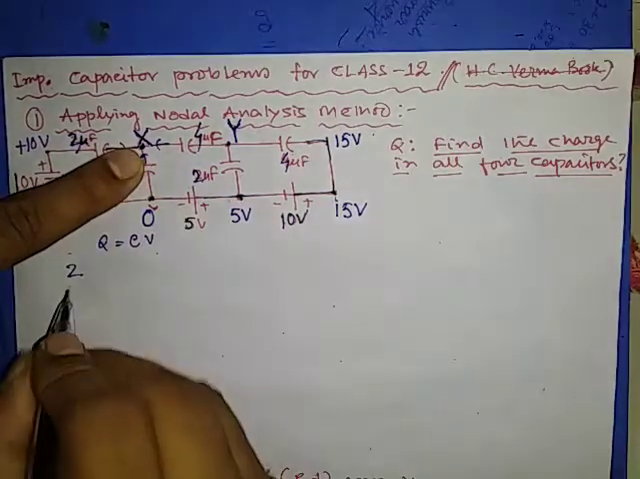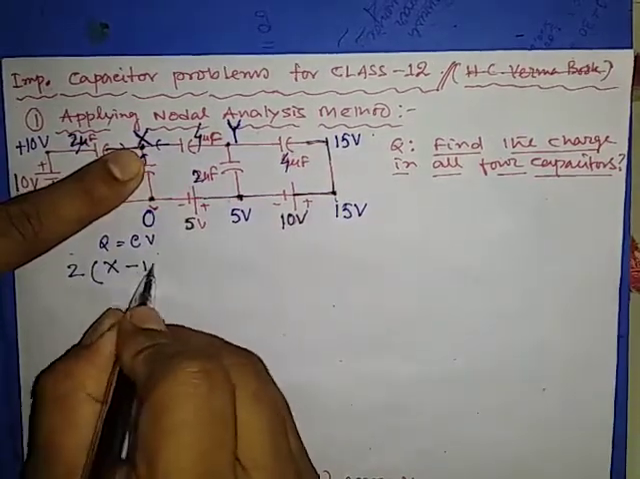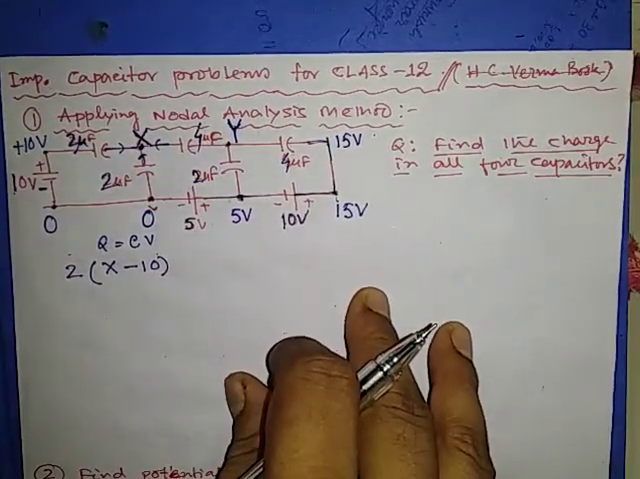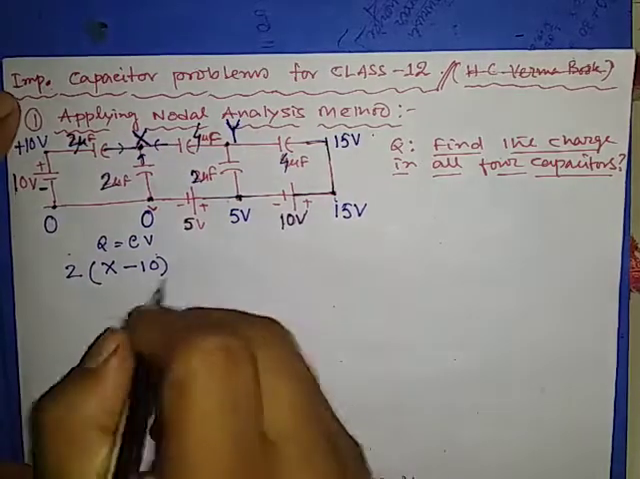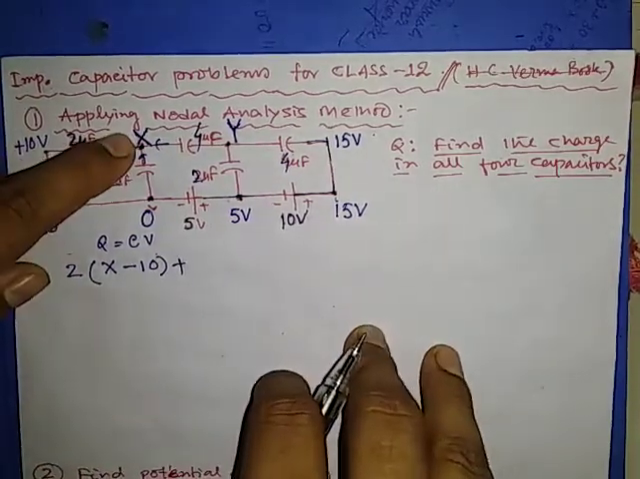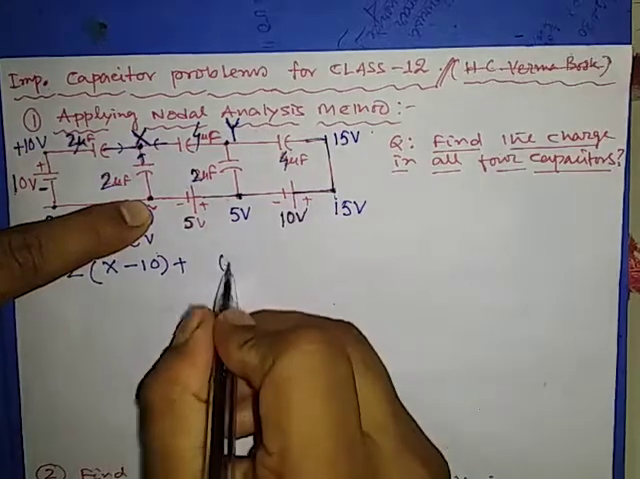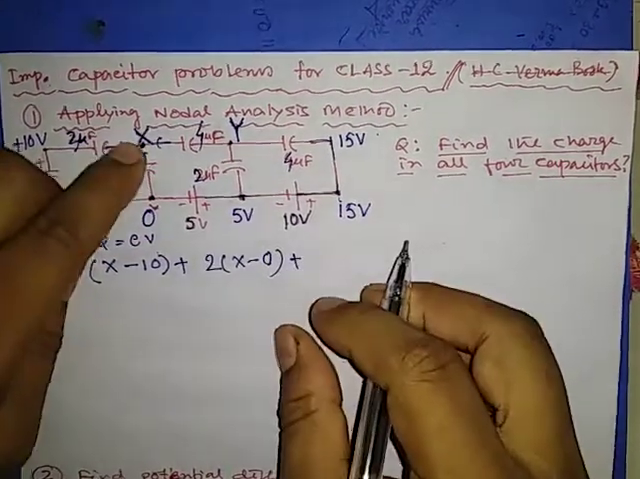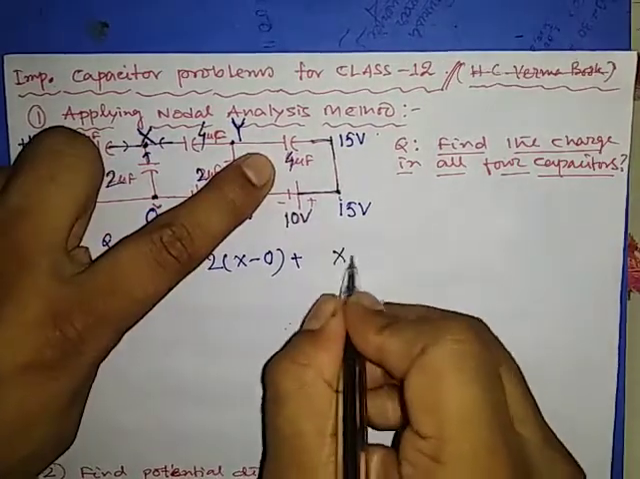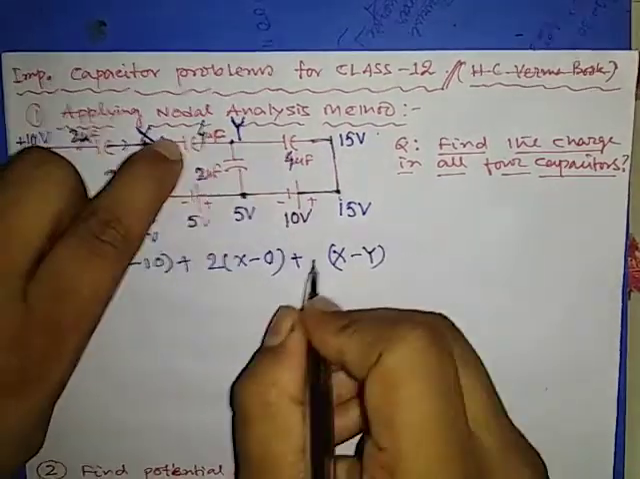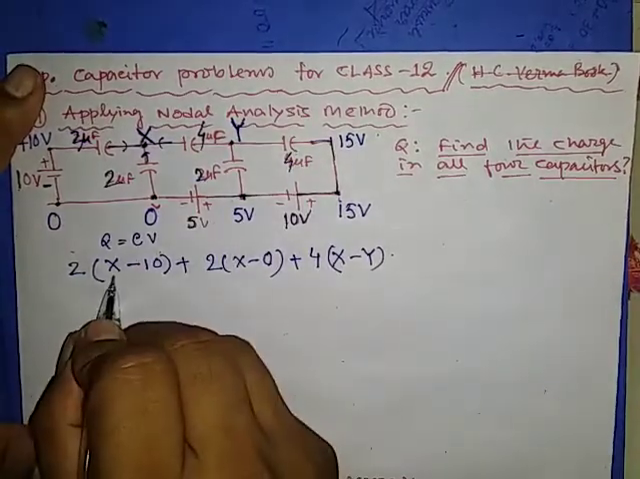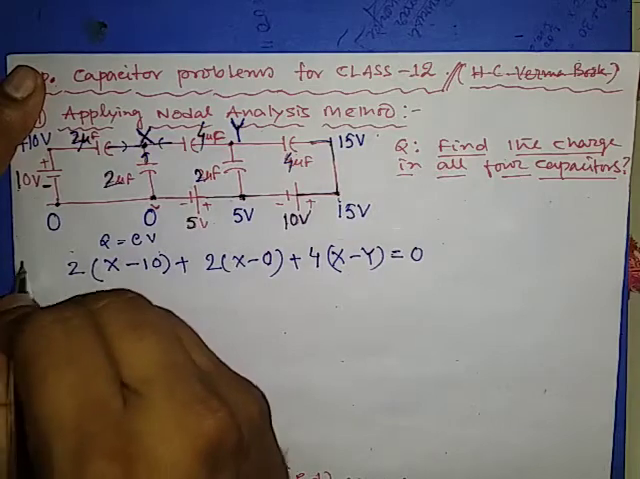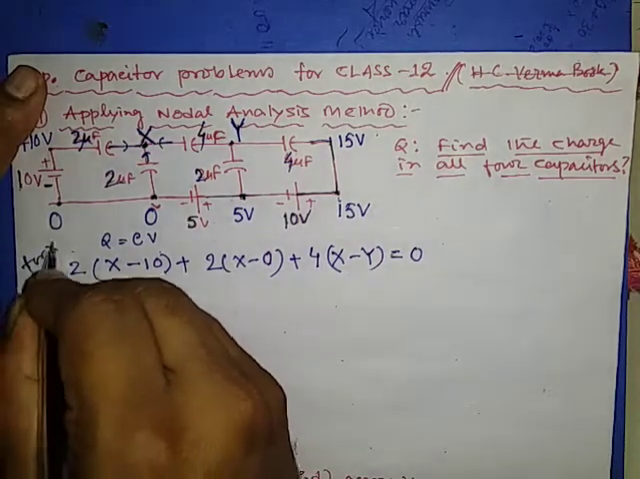So C means here 2 and V means x minus 10. Okay, the potential difference between these two is x minus 10. Then plus, x is attached with this 0, so you can write x minus 0 and C here is 2, plus x is attached with y, so you can write x minus y, and there is capacitor 4. The net charge q1 plus q2 plus q3 equals 0. This is for the node x.